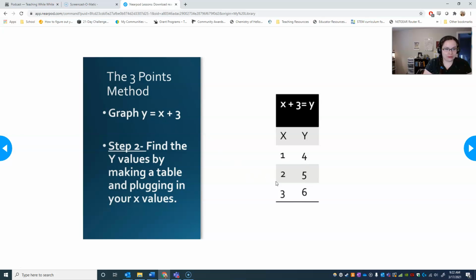When I solve for x equals 2, everywhere there's an x, I put a 2 in my equation, and that makes my equation 2 plus 3 equals y. That means y is 5. So if x equals 2, y equals 5. You can do that again for 3, and you'll get y equals 6. So the first step is choose some x values. The second step is make a table.